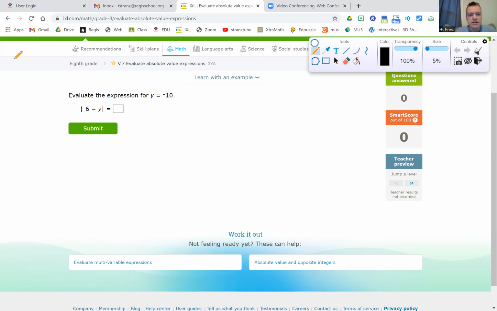So in this problem, it says evaluate the expression where y equals -10. So you're going to plug in -10 for when you see y. So now the problem is going to be like this. It's going to be -6 minus, and then it's telling me that y equals -10. So I'm going to put in a -10. Put my absolute value lines.